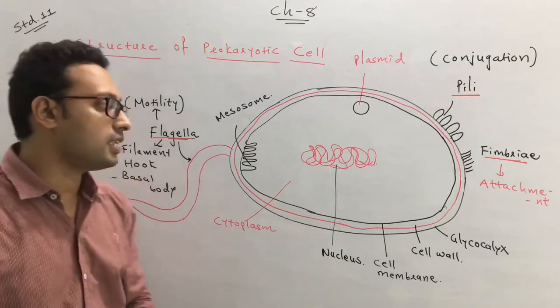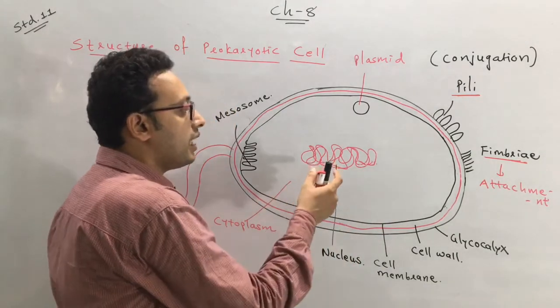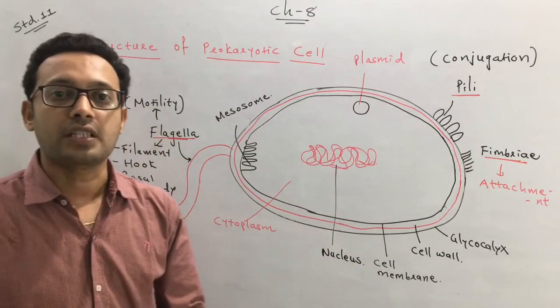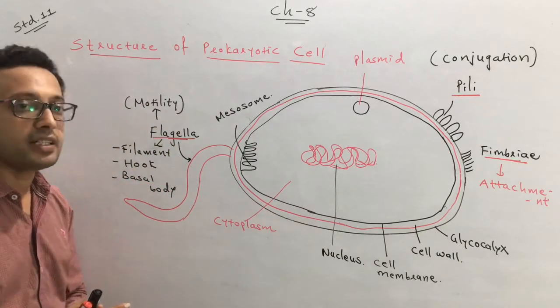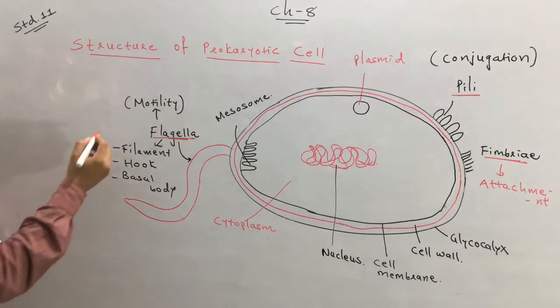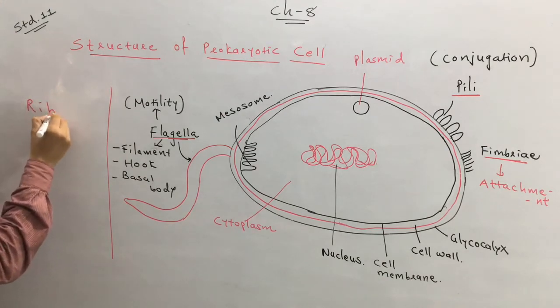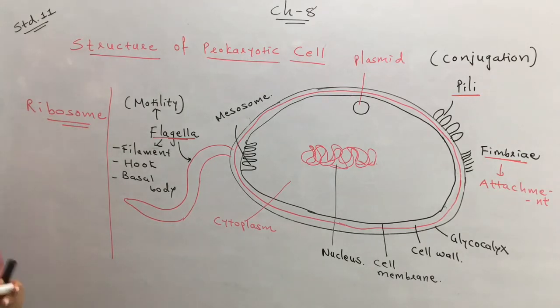Now we also have to discuss the components that are present in the cytoplasm. Cytoplasm means anything present between the nucleus and the cell membrane. So what does the cytoplasm of a bacterial cell contain? One more important thing it contains is the ribosome. The ribosome is the most important content you can find in the cytoplasm of a bacterial cell.